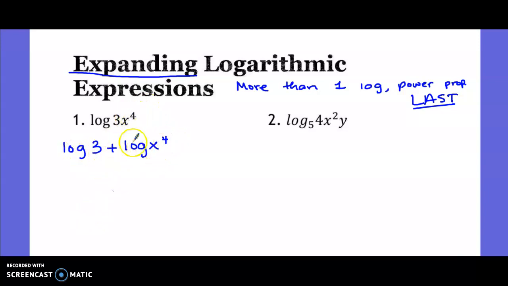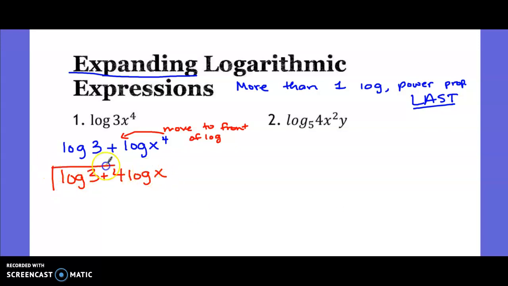Now I do have an exponent here, and I can take that and move it to the front. I move it to the front of its log, not to the very beginning, because that exponent was for the x, not for the 3. So log of 3 plus 4 times log of x. And this right here is fully expanded.